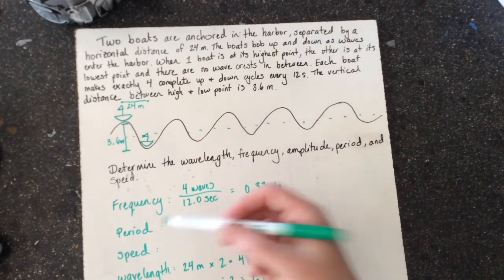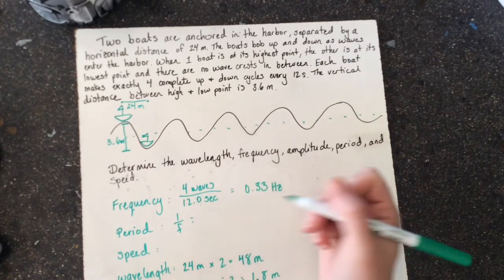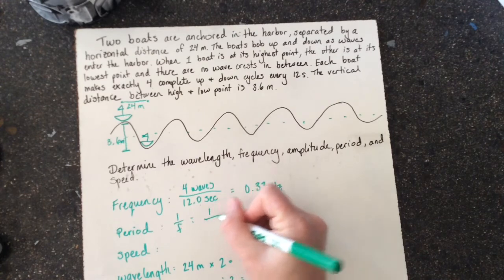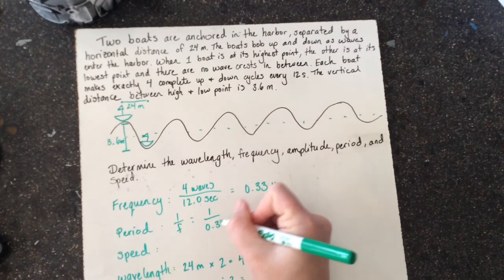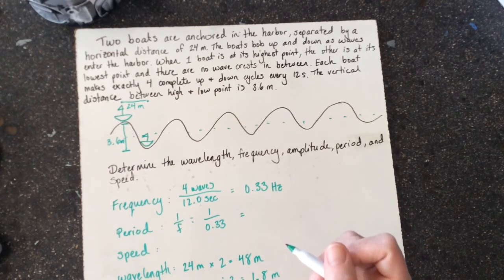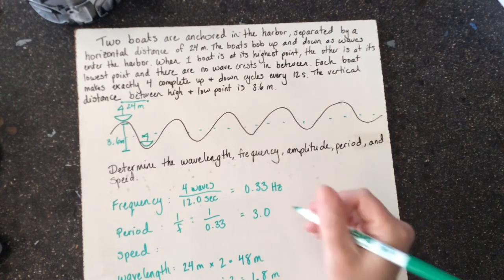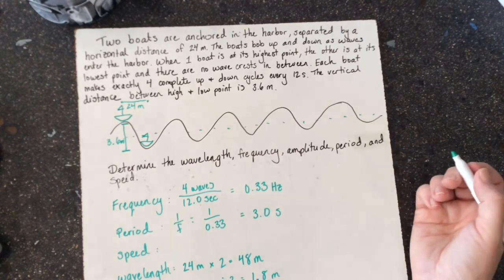All right, next I'm going to move on to period, because period is defined as 1 over the frequency. And now that we just found the frequency, it's 1 divided by what we just found, which is 0.33. So 1 divided by 0.33 gives us 3.0 seconds as the unit.